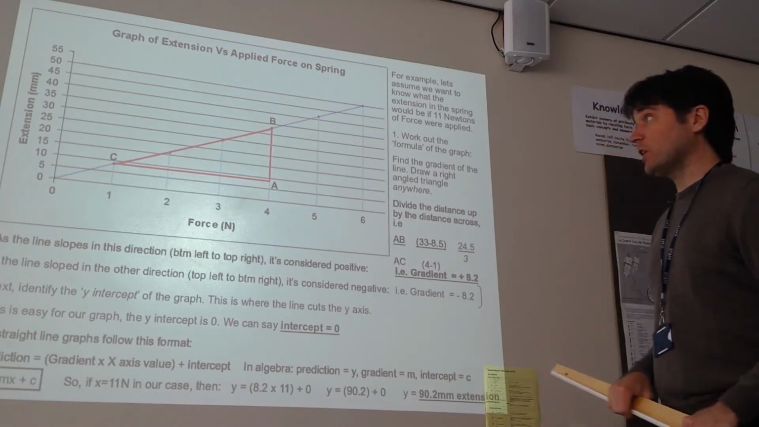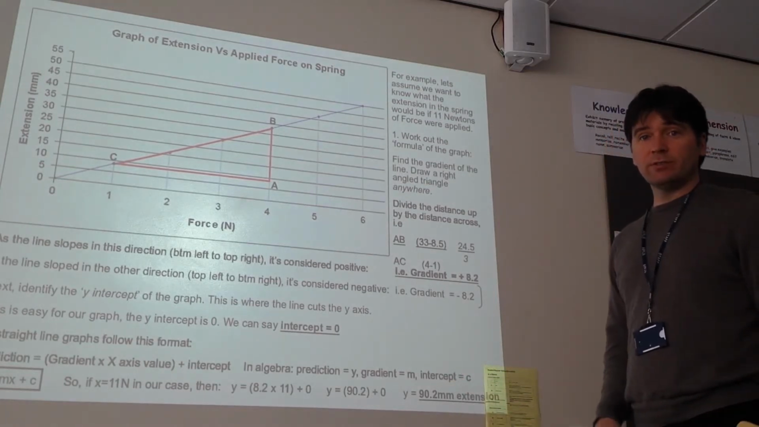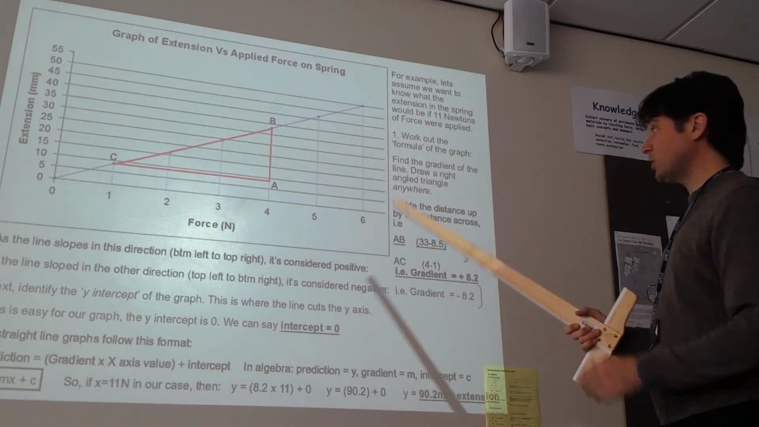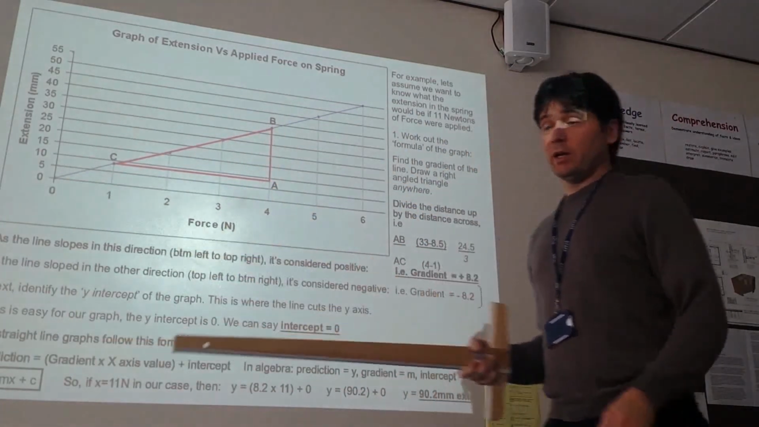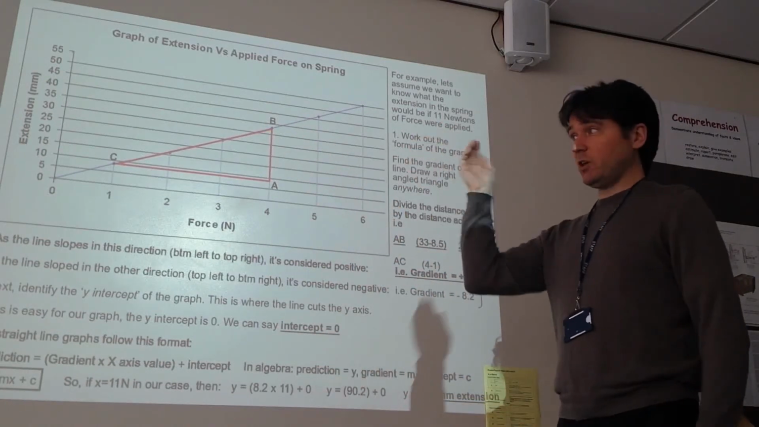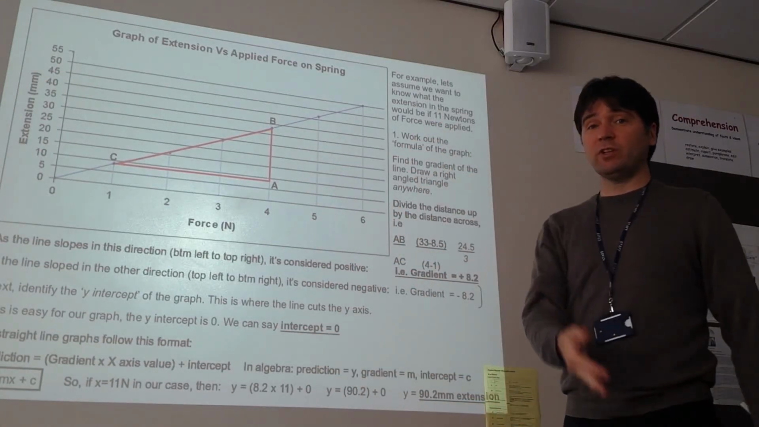That's it for straight line graphs, that works for everything. The only thing you have to do is calculate the gradient properly and get the y-intercept properly. And if your line doesn't reach the y-axis, extend it, right, your line of best fit. There you go.